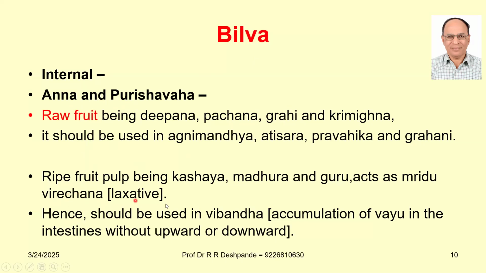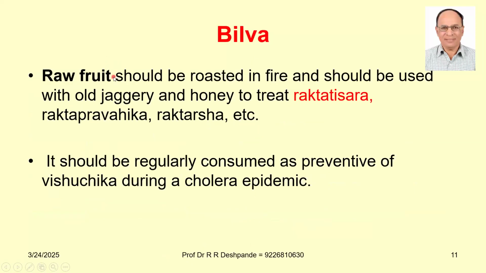Okay, ripe fruit should be used in vibandh, that is accumulation of vayu in the intestine without upward or downward movement. Now, bilva raw fruit should be roasted in fire and should be used with old jaggery and honey to treat rakta atisara, that means loose motions with blood. Raktaja pravahika, amoebiasis, giardiasis, whenever there is bleeding, and rakta arsha, that is bleeding piles. So raw fruit is definitely stopping the blood.